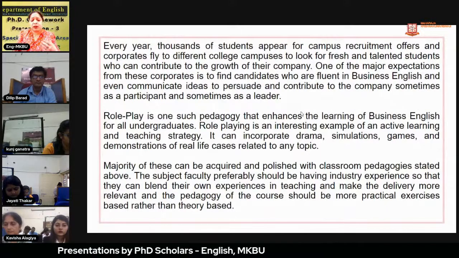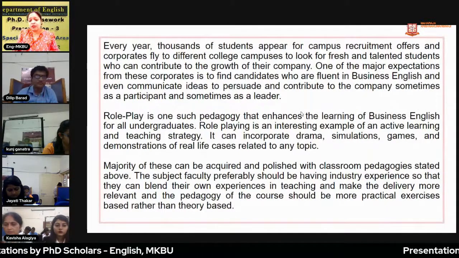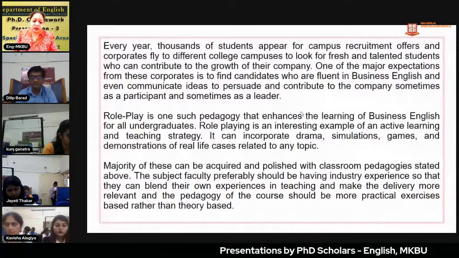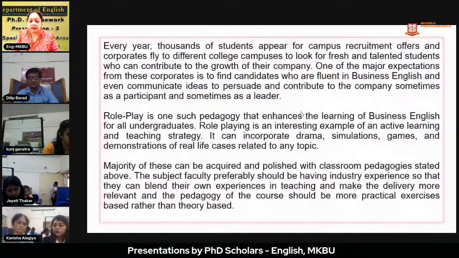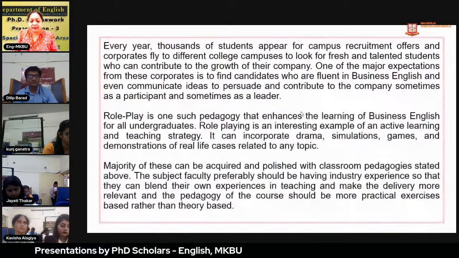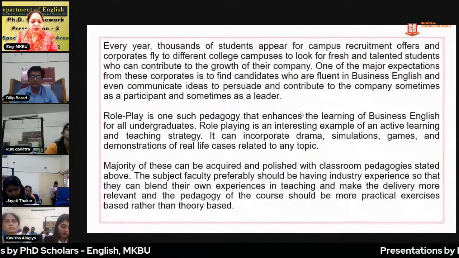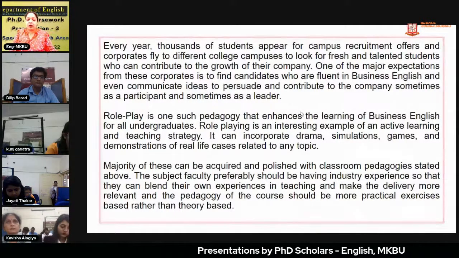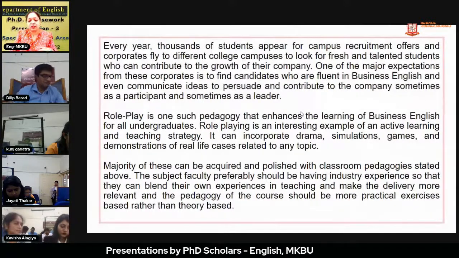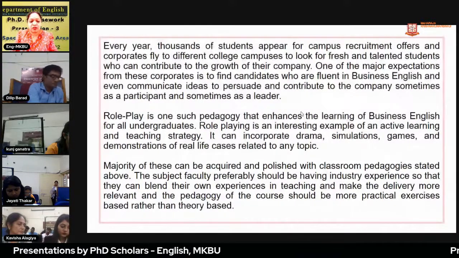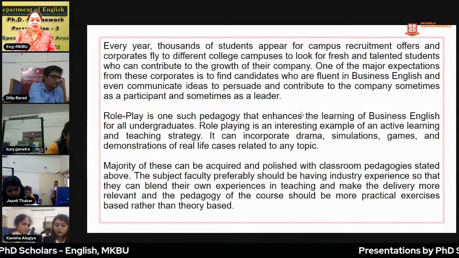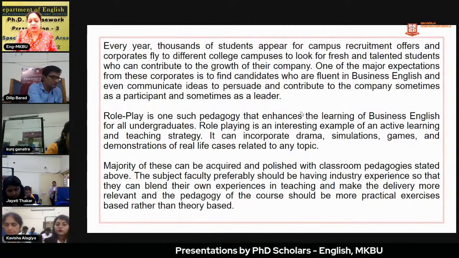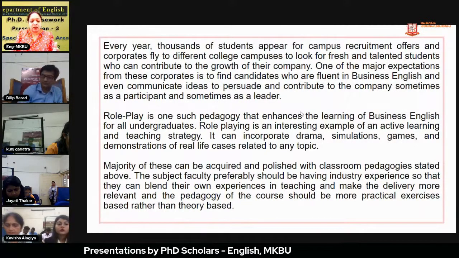So role play is one such pedagogy that helps the student in learning of business English very efficiently at a very undergraduate level. If it is inculcated as part of the classroom practice, it becomes interesting for the students, and it is also a very good teaching strategy. So it can be incorporated in drama, in simulations, in the form of games, demonstrations of real life cases with regards to any of the topic. Majority of these can be acquired and polished with classroom pedagogy stated above in my last slide.